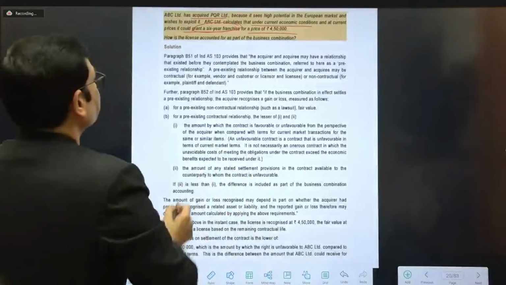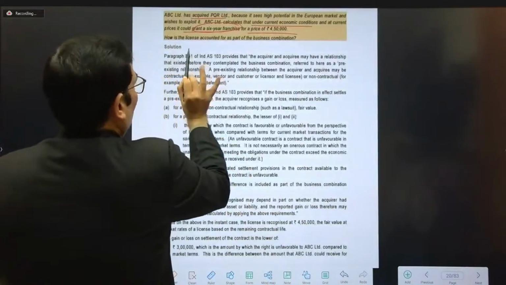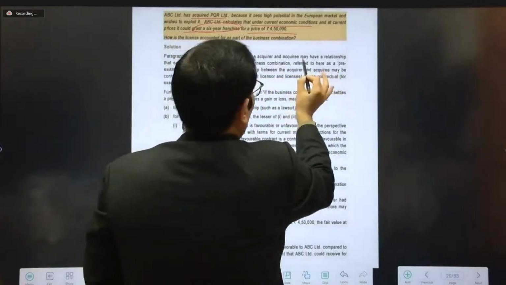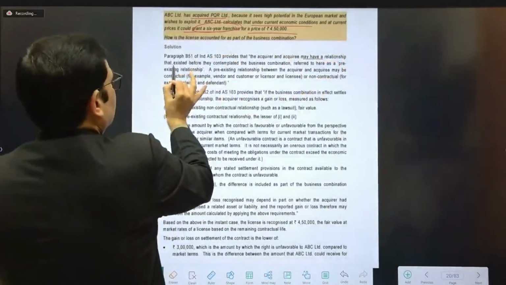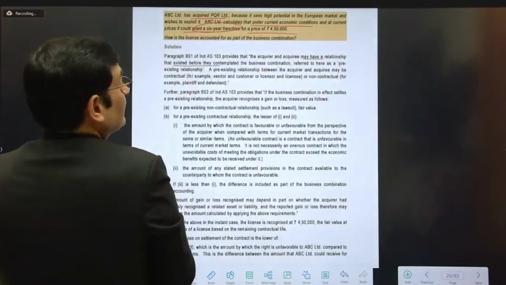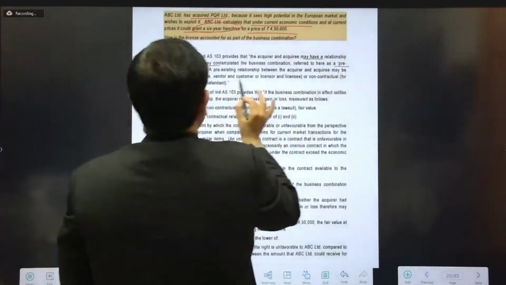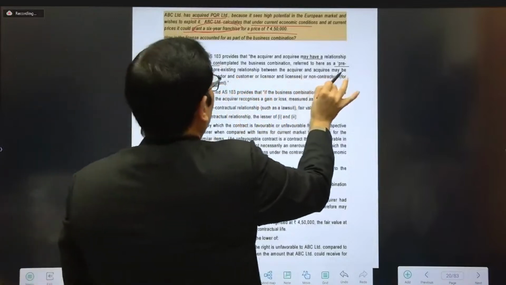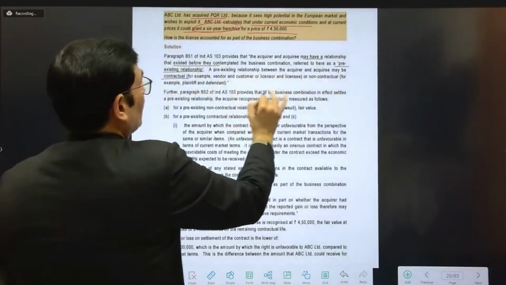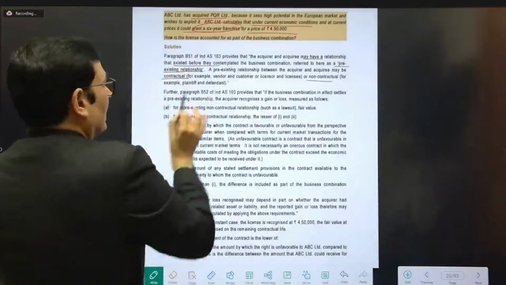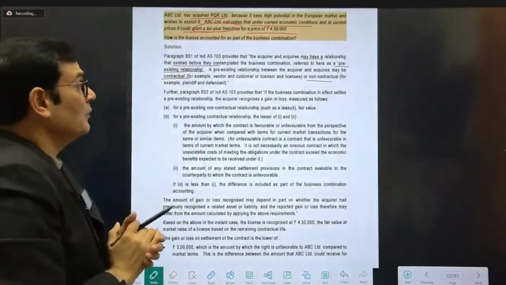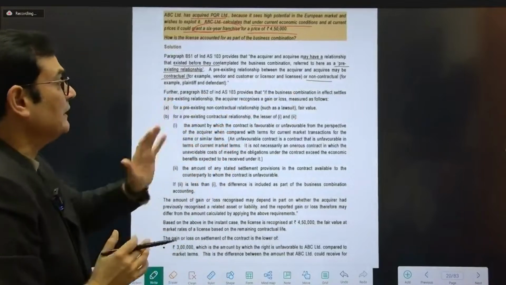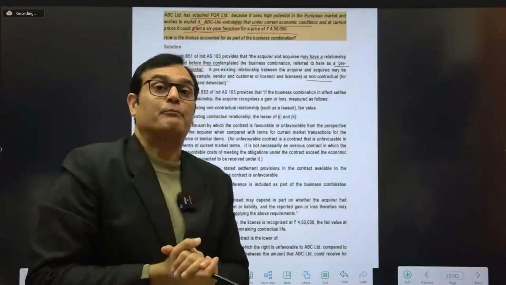Now, watch this. Para number B51 of Ind AS 103 provides that the acquirer and acquiree may have a relationship that existed before they contemplated a business combination, called a pre-existing relationship. A pre-existing relationship between acquirer and acquiree may be contractual or non-contractual. I've already explained the non-contractual part. We are now looking at both of them. The standard in Appendix B, para number B52, elaborates the accounting.